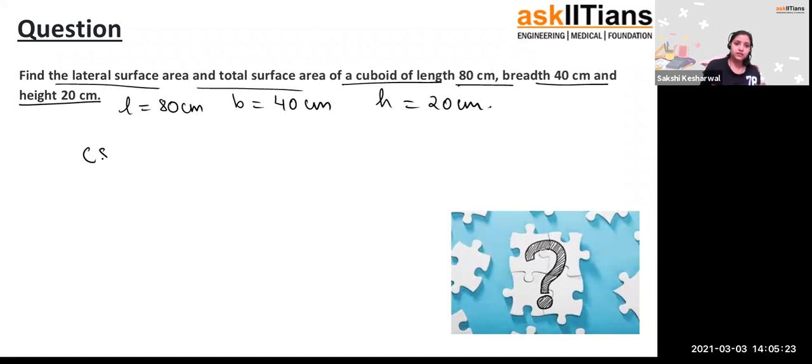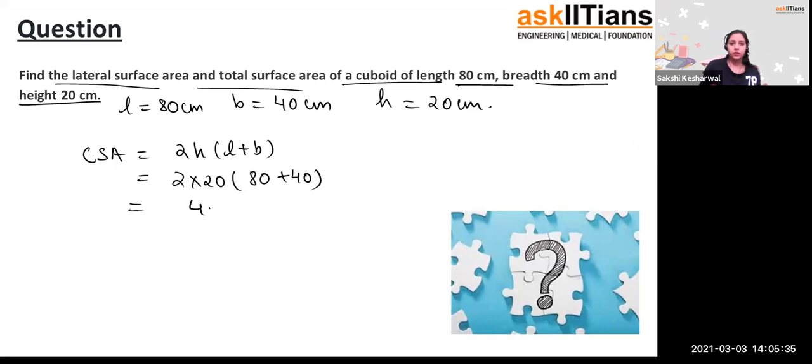So CSA equals 2 times H into (L plus B). So this equals 2 into 20 into (80 plus 40), that is 40 into 120. So this equals 4800 centimeters square. That's it.